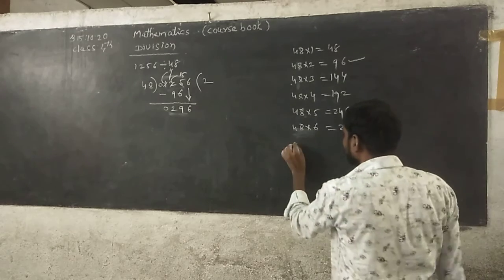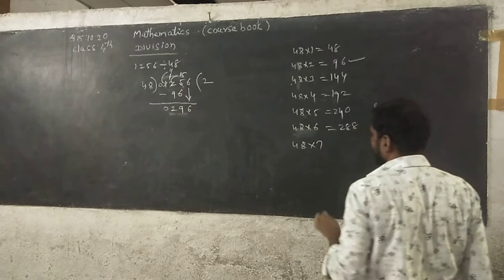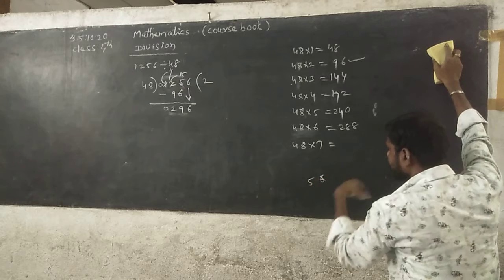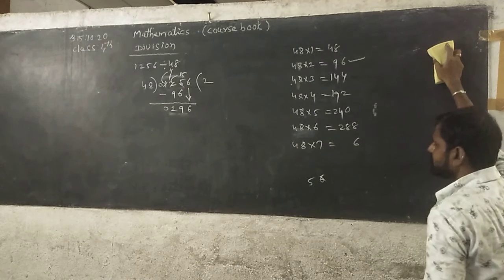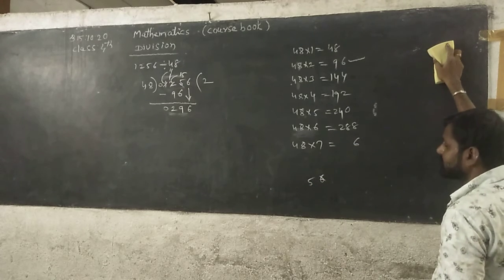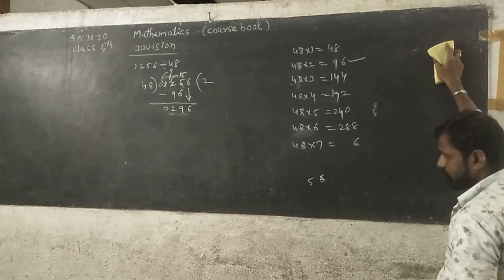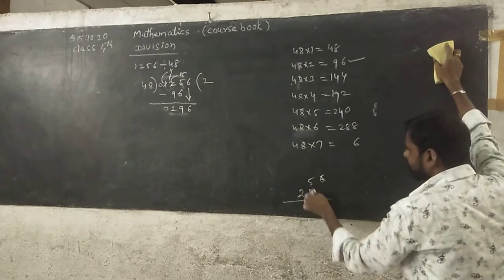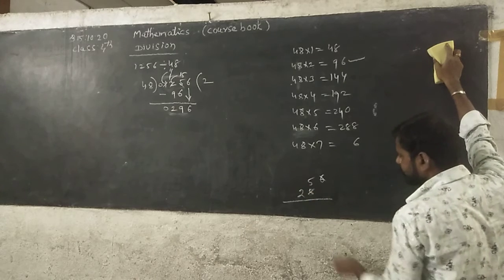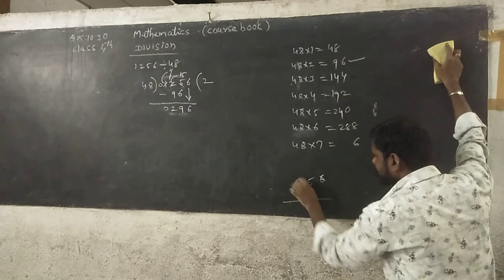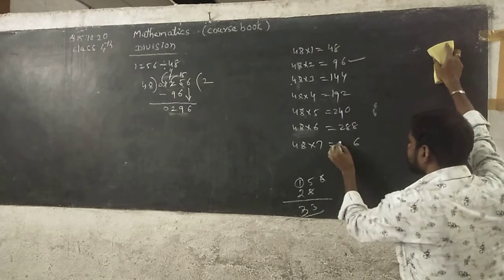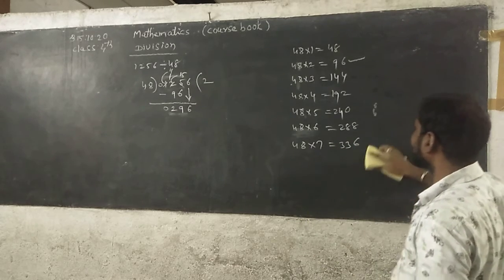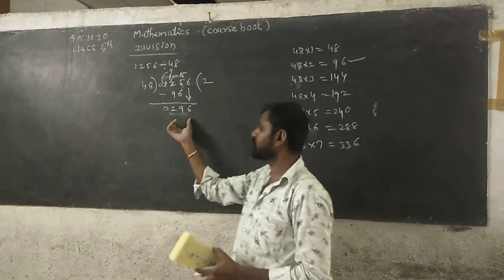Now next, 48 7s are. 7 8s are 56. In it 6 taking and carrying 5. 7 8s are 56. 7 4s are 28. So you can add 28 to 5. This is a shortcut method. 5 plus 8, what do we get? 13, carrying 1. 1 plus 2 is 3. You can get 336. See here, 48 7s are 336, which is more than 296.